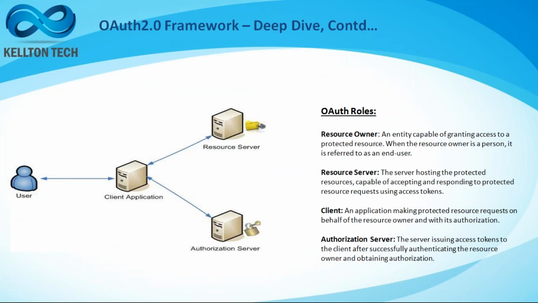OAuth 2.0 defines various distinguished roles. Those roles go like this: the resource owner. The resource owner is someone who owns the protected resources and can grant access to them. A resource server is the server where the protected resources reside, and it communicates with the authorization server. The authorization server issues the access tokens and validates them when the clients access the APIs with those tokens.